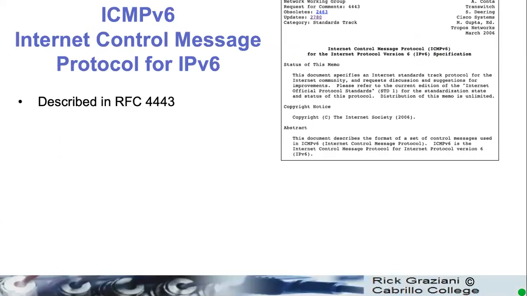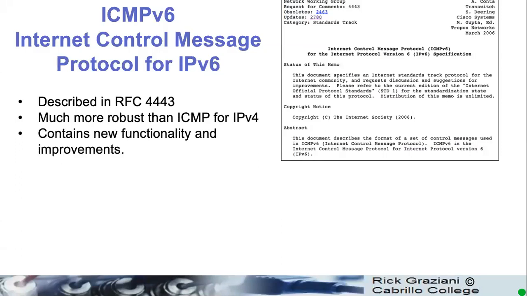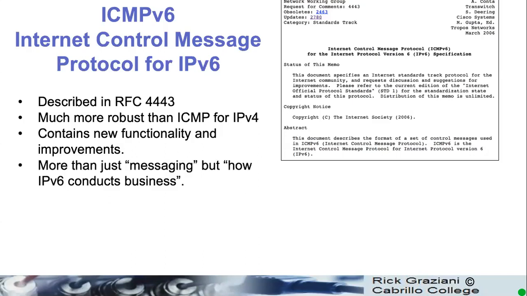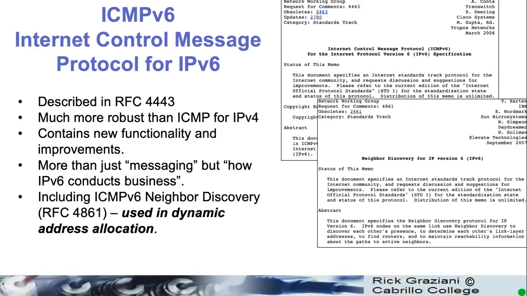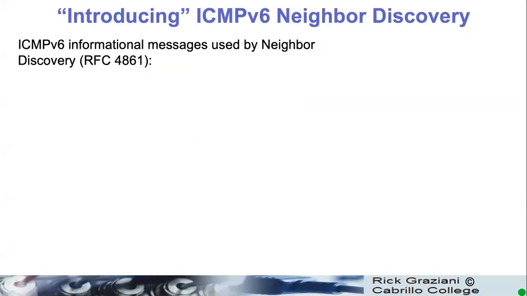Okay, so IPv6, it all begins with the ICMPv6 router advertisement message. ICMPv6 is described in RFC 4443, those wonderful RFCs. All the information is right there. That's the cool thing about all this stuff. Anyway, it's a lot more robust than ICMP for IPv4. It's more than just messaging; how I like to say it, it's how IPv6 conducts business, and it includes neighbor discovery protocol.